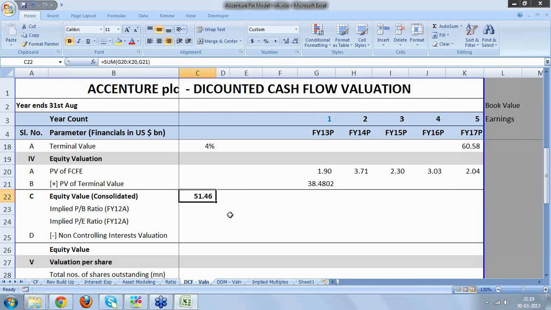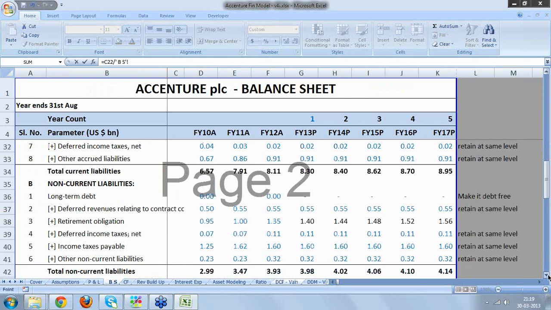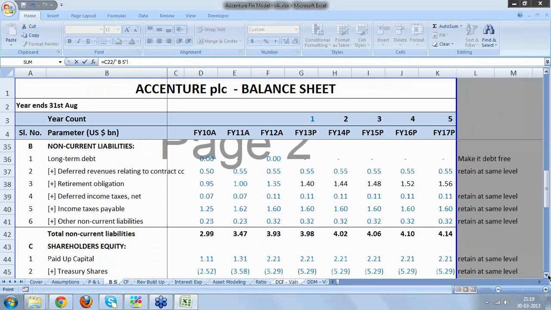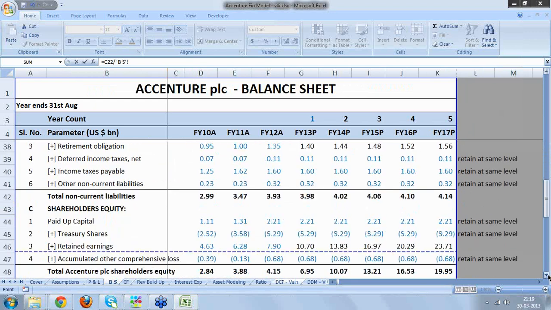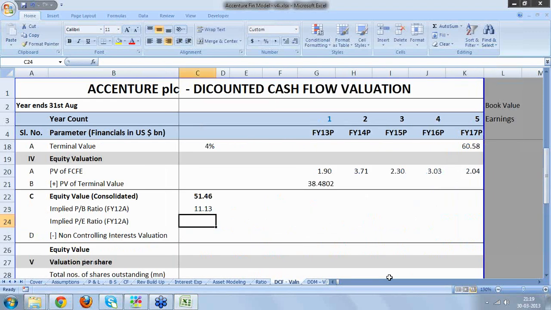I need to remove the impact of minority interest. There are multiple ways in which you can do that. One is to compare the implied P by B ratio. I have this valuation, so this is my P divided by B, where B is the total book value. I go to my balance sheet and figure out the total book value in FY12. When I say total book value, I'll consider both the equity of the Accenture shareholders as well as minority interest, because we have valued the company on a consolidated basis. So I end up getting a multiple of 11.